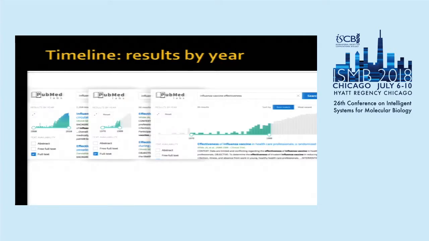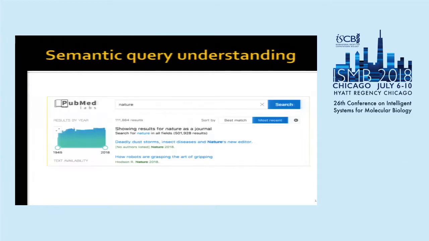The other thing is we expanded functions like the timeline, because we know that's a very popular feature. People like to do a search and then narrow the papers to a particular time frame. So we made this really nice, and it has more functions than the current PubMed does. And then we go a little bit more extreme as well. We're trying to see if we can do some semantic query understanding in the new Labs system.